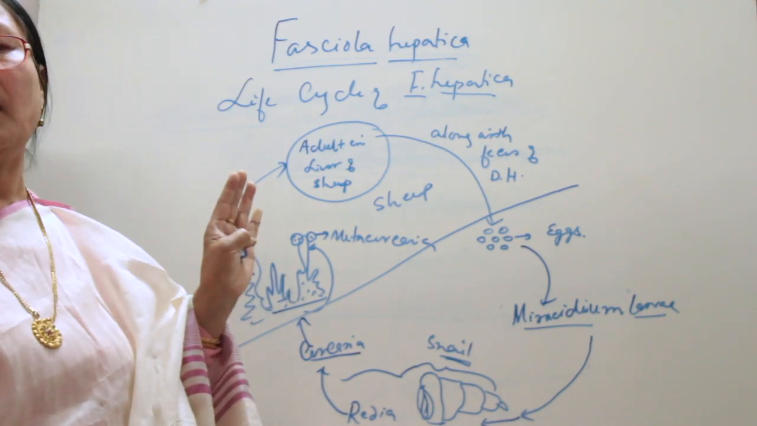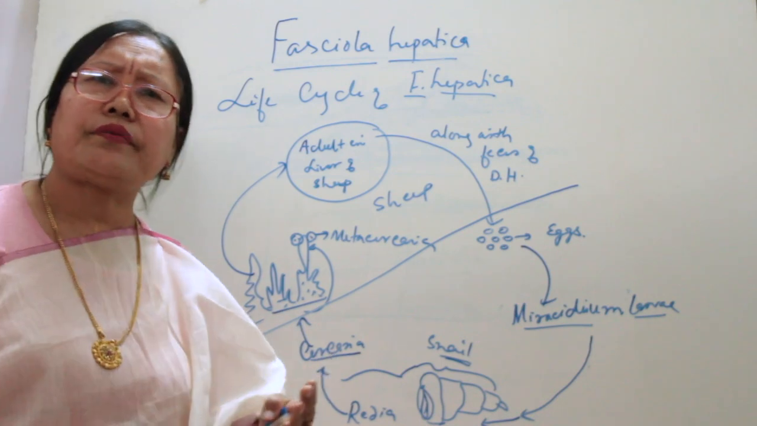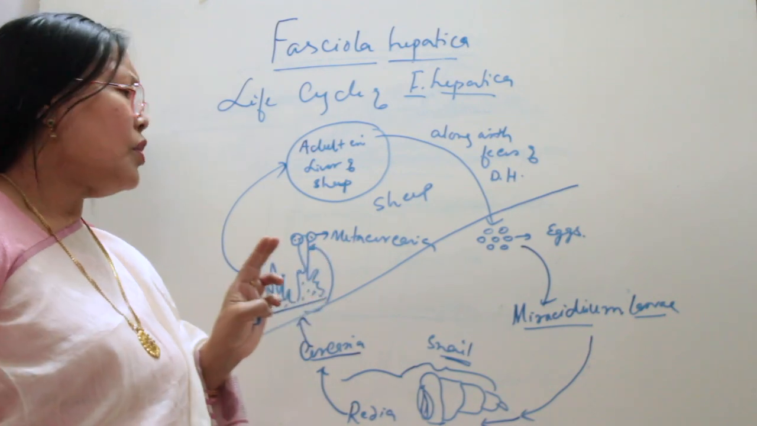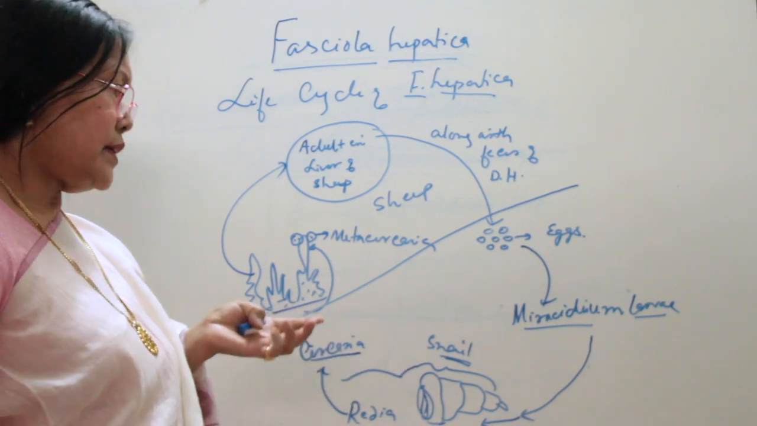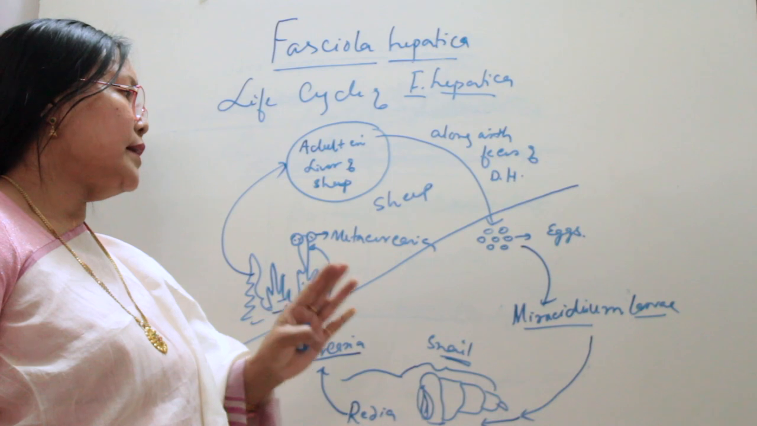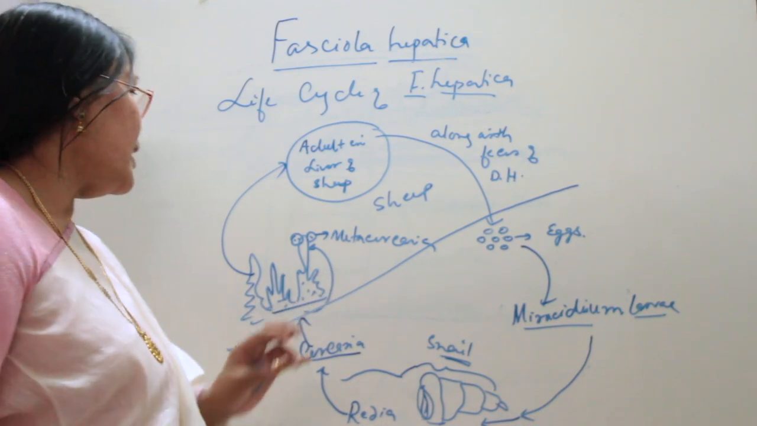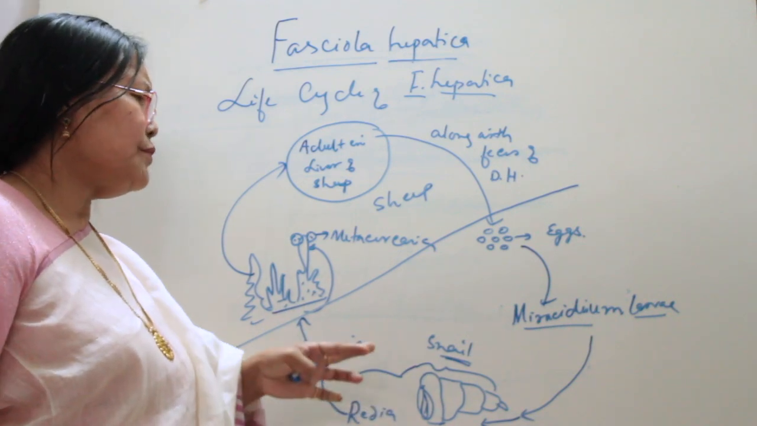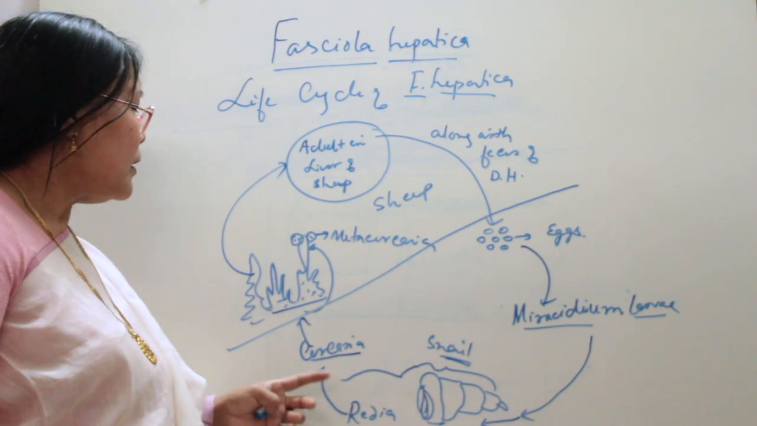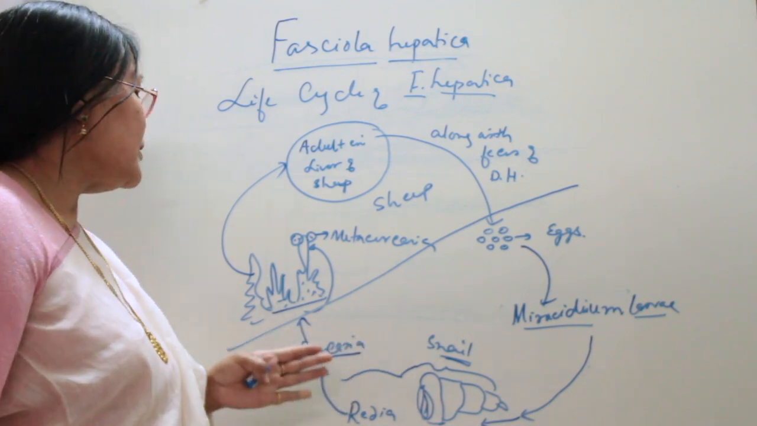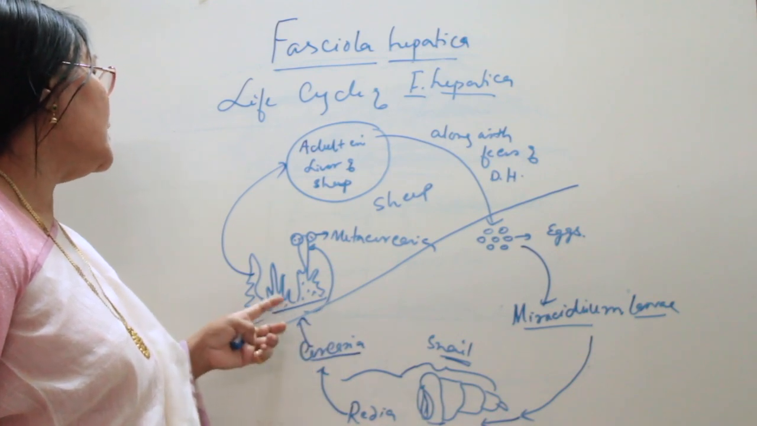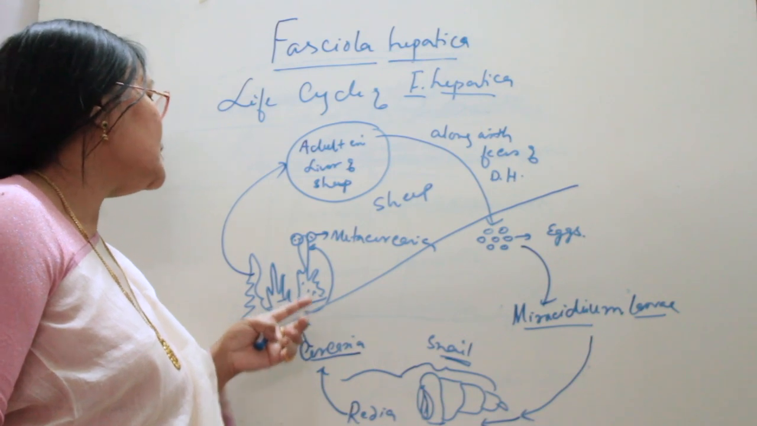In this life cycle of Fasciola hepatica, we find different forms of larval stages. This is the first or only helminth parasite which has so many larval stages. There are 1, 2, 3, 4, 5 larval stages present in order to complete their life cycle. They are the miracidium, sporocyst, redia, cercaria and metacercaria. So inside the body of the snail, it develops into sporocyst, redia and the cercaria. Then after development of the cercaria, this larva leaves the body of the snail, migrates out, and develops in the vegetation or in the contaminated water as metacercaria.